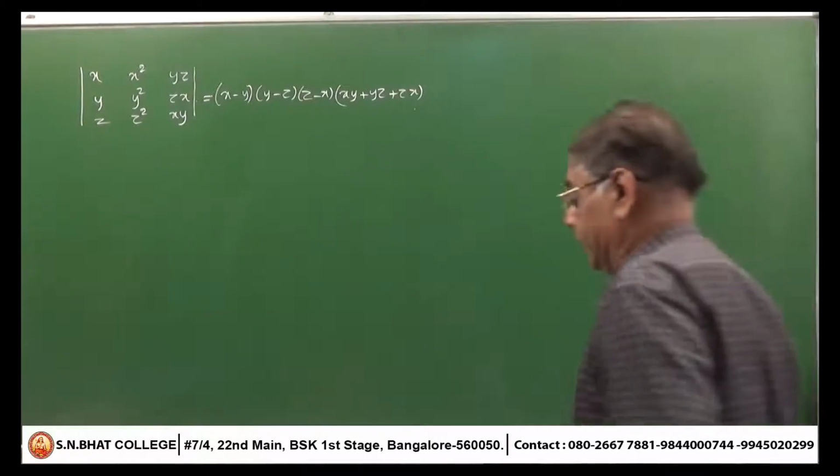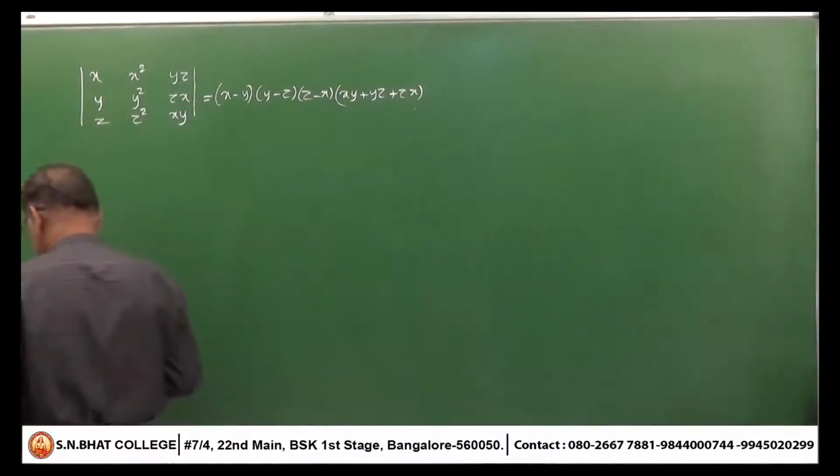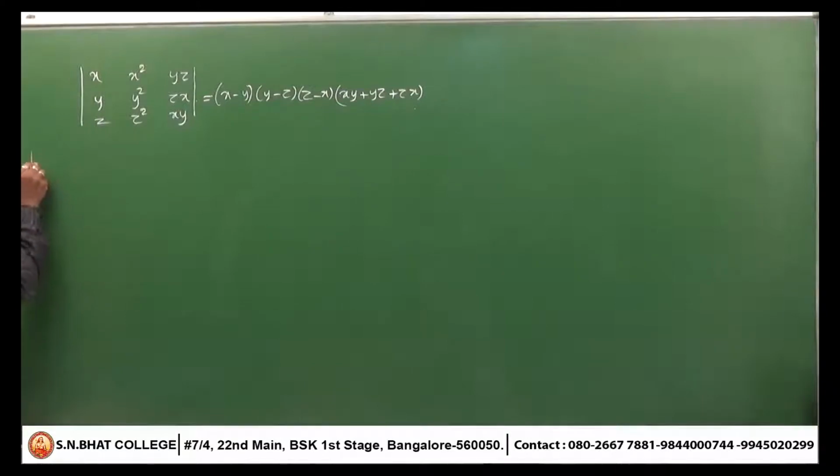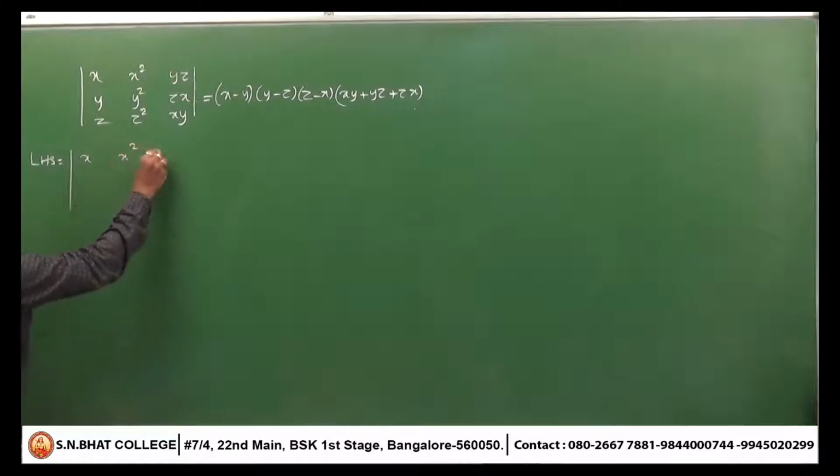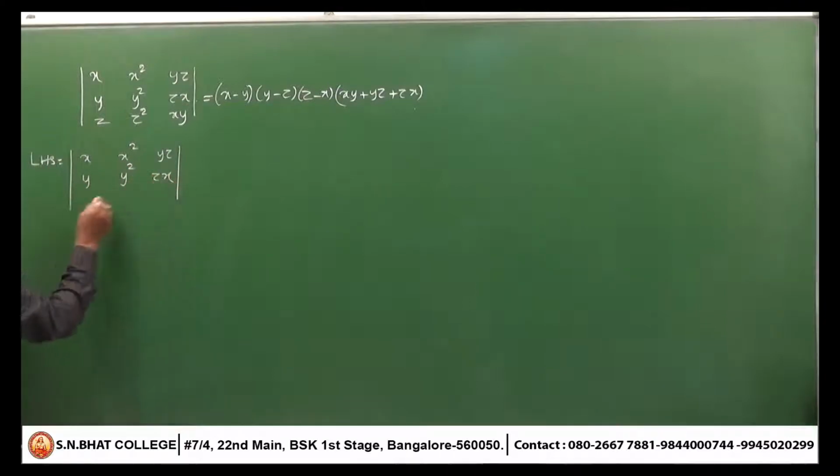Write the left hand side determinant. Left hand side is determinant of x square, y, z; y square, z, x; z square, x, y.